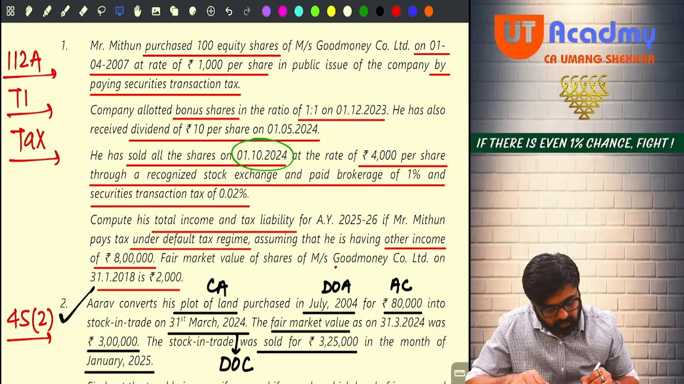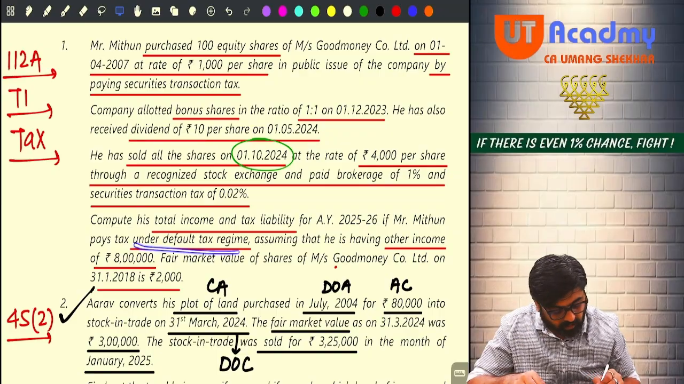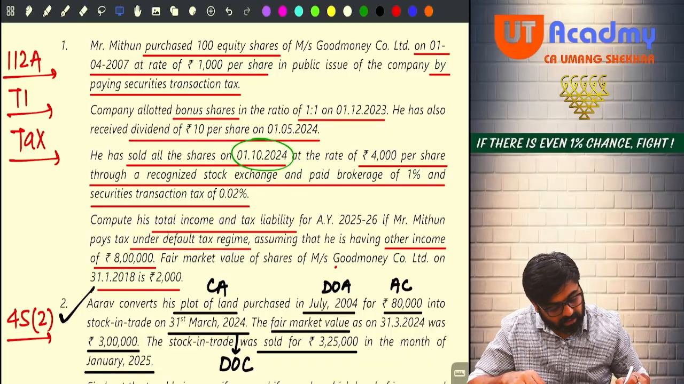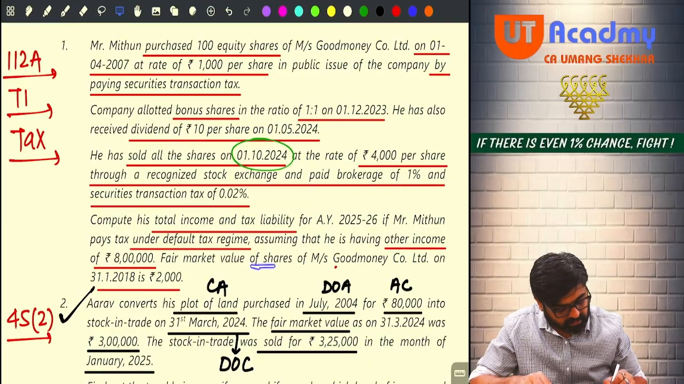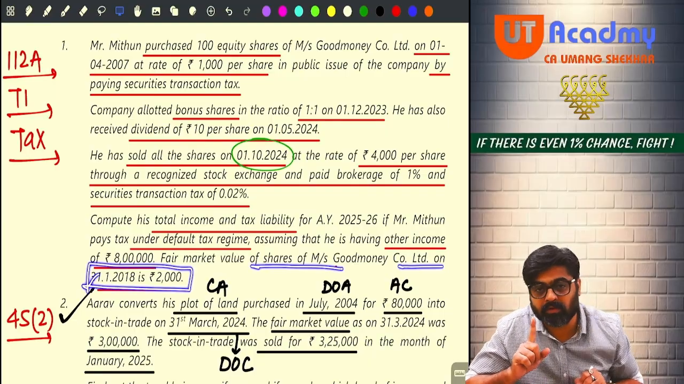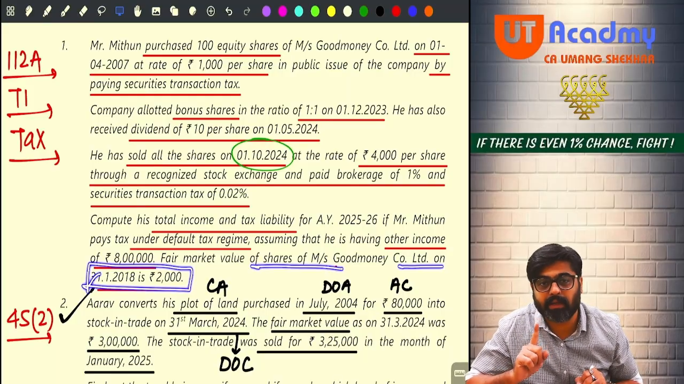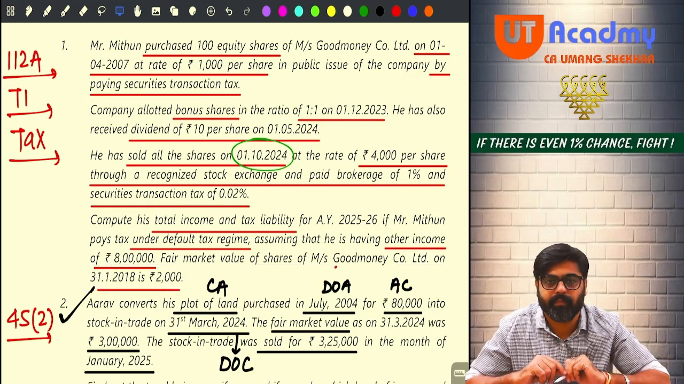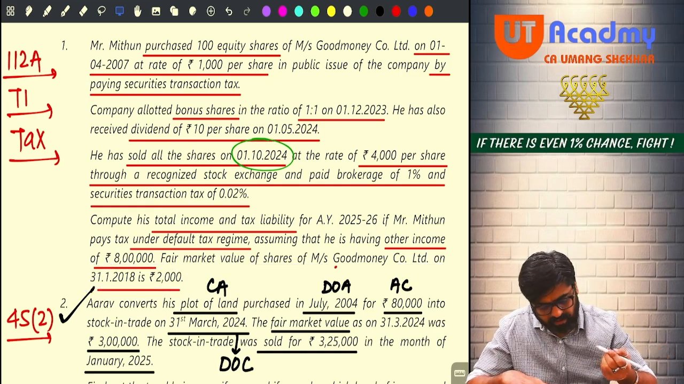Okay. Next one. Compute total income and tax liability if Mr. Mithun pays tax under default tax regime. Assuming that he is having other income of 8 lakhs, fair market value of the shares on 31st January 2018. The moment you will see this fair market value, understand that you have to calculate the long term gain under section 112A.